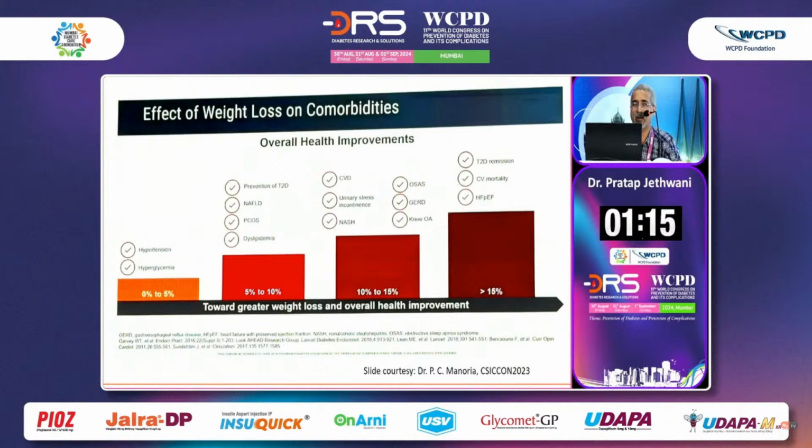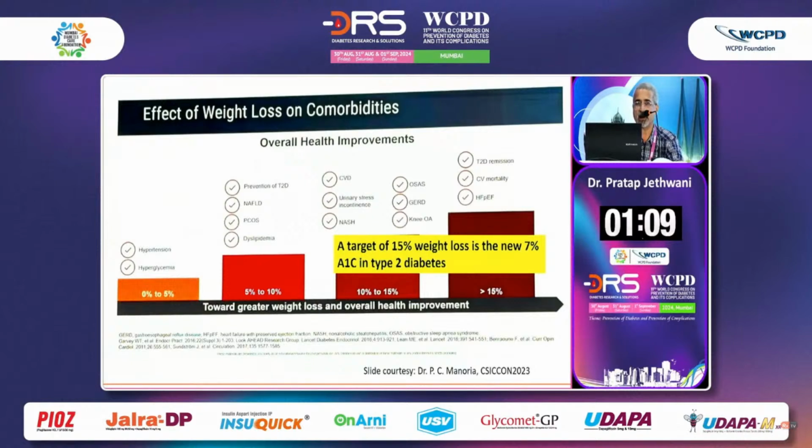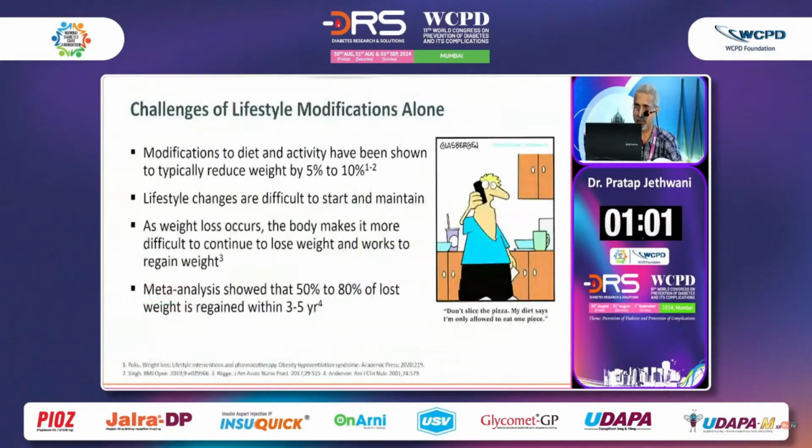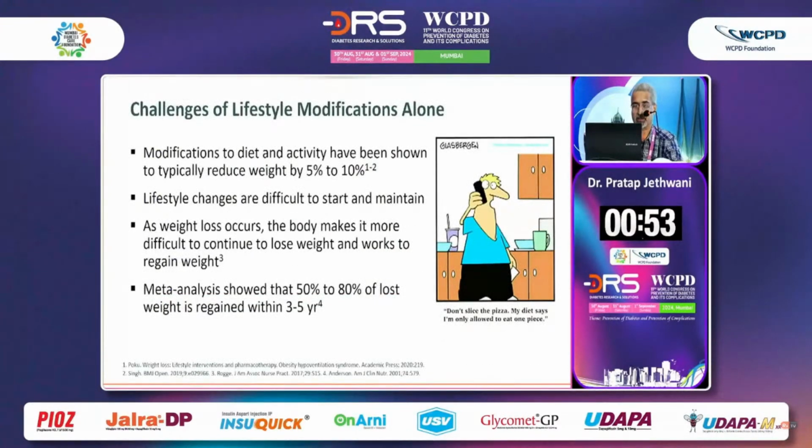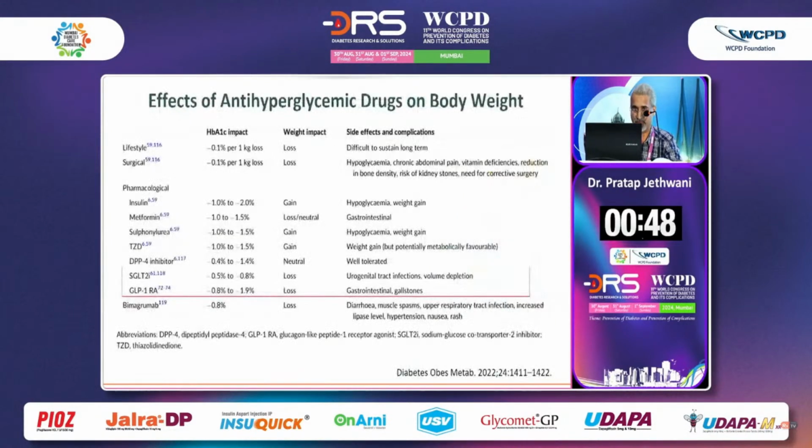Various other amounts of weight loss have got impact on various other aspects of cardiometabolic abnormalities. So target of 15% weight loss is the new 7% A1C in type 2 diabetes, particularly if you are able to achieve it early in the course of the disease. Lifestyle modification is there for weight loss, but we all know that it is very difficult to maintain. In 50 to 80% of patients, the weight lost is regained within 3 to 5 years.